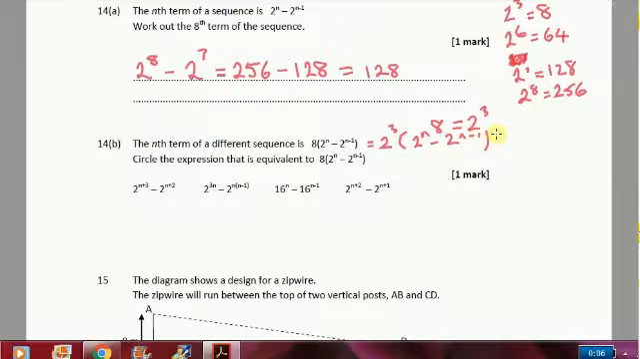And now I can take the 2 cubed inside the bracket. 2 cubed times 2 to the n is 2 to the n plus 3, because you add the indices when you're multiplying. Minus, now here n minus 1 plus 3 is 2 to the power n plus 2. And I look for that answer and I see that it is here.